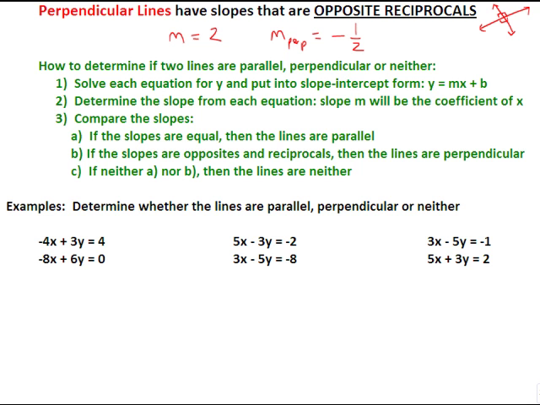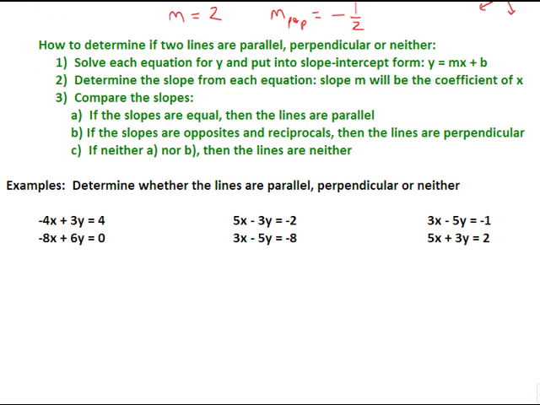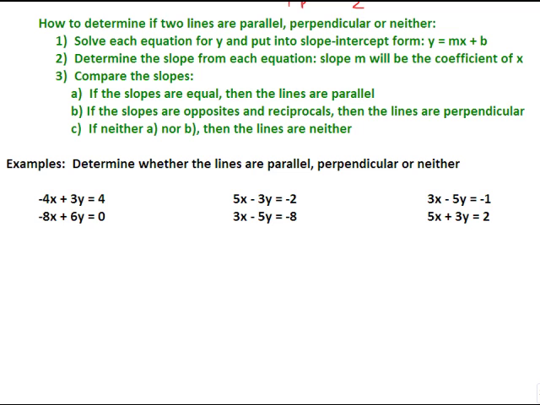You could try graphing these, but that's a little bit time consuming and it sometimes is not very exact. So all we're going to do is find the slopes of our two equations and compare them. If the slopes are equal, then we have parallel lines. If the slopes are opposites and reciprocals, then we'll have perpendicular lines. And if neither is the case, then the lines are neither parallel nor perpendicular.